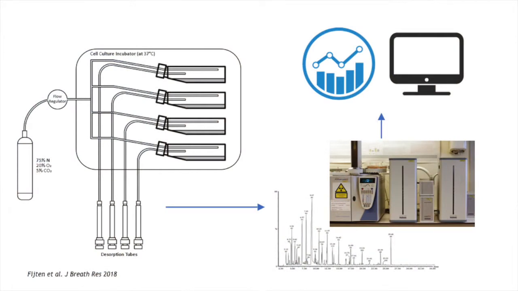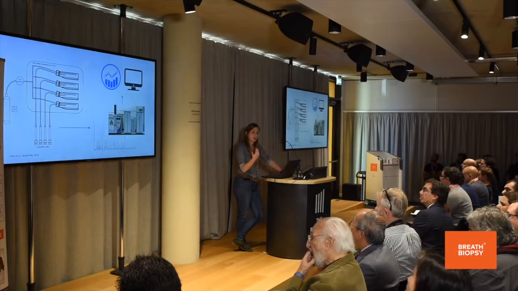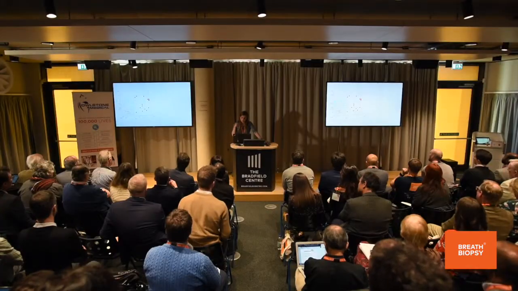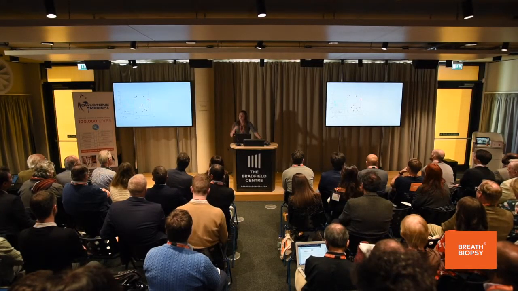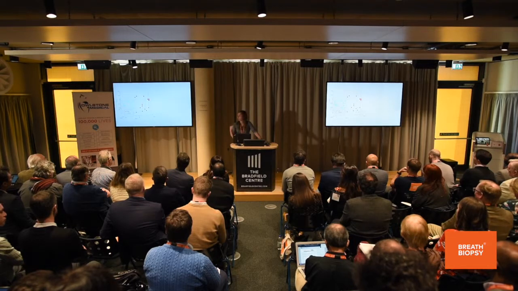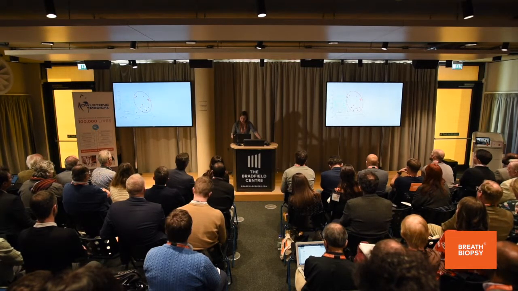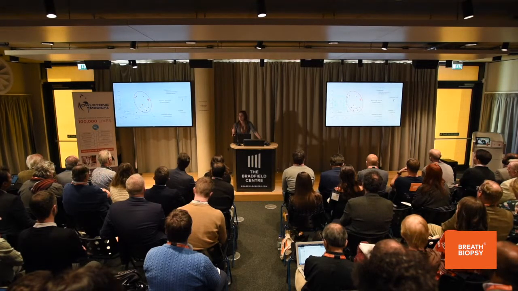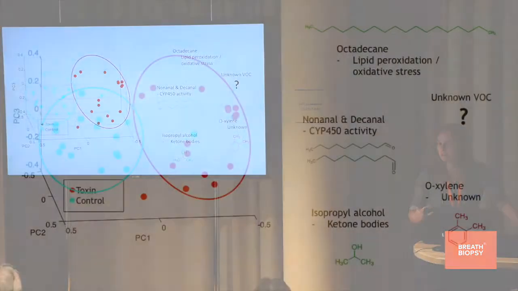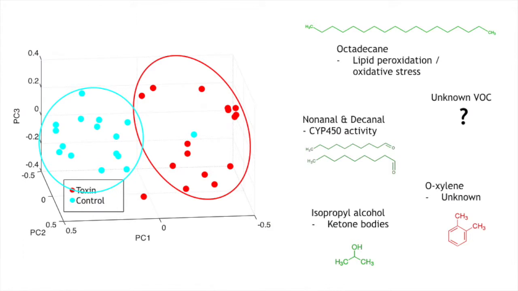We then did the same as we would do in a clinical study. We analyzed it by GCMS, and then we created a model. And the results show that we can actually distinguish between cells that were exposed and cells that were not exposed, right? So we have the blue controls and the red exposure group. And these were the VOCs that we found. So we have octadecane, for example, which is thought to be a byproduct of oxidative stress. We have nonanol and decanol, which are thought to be related to CYP450 activity.